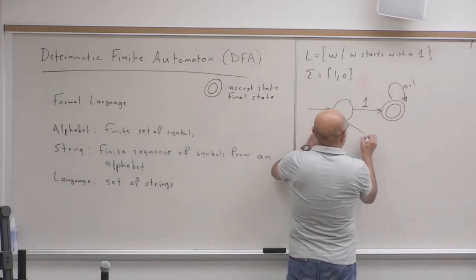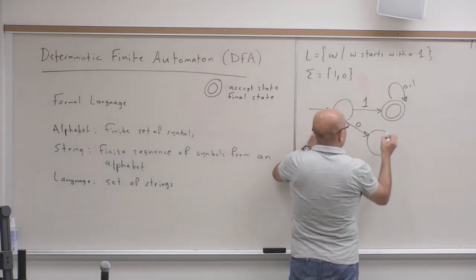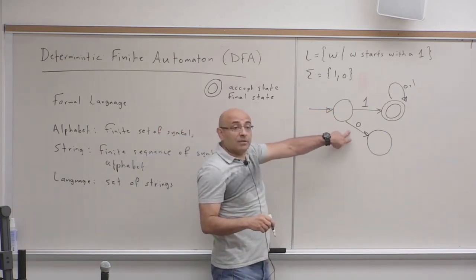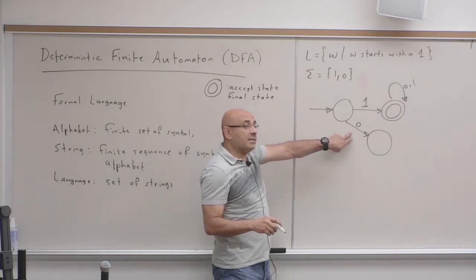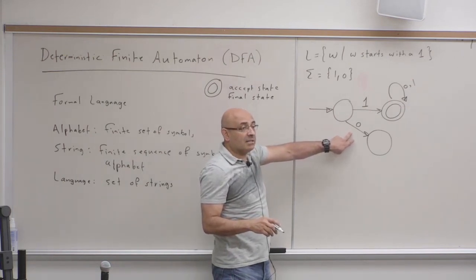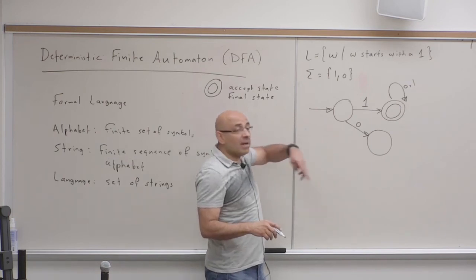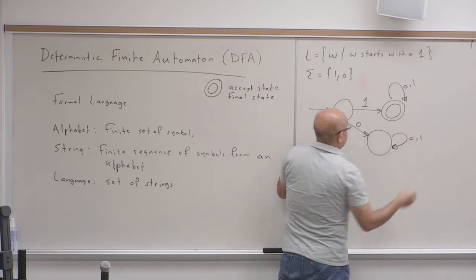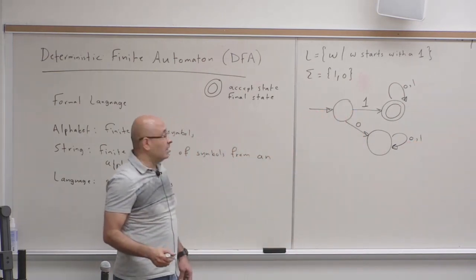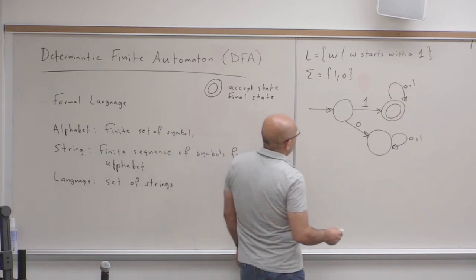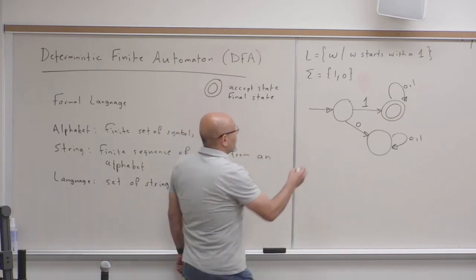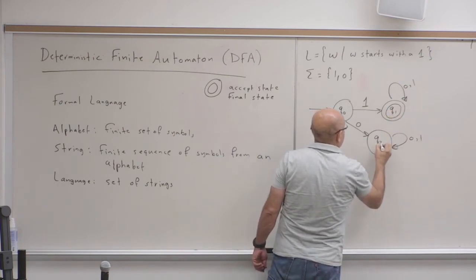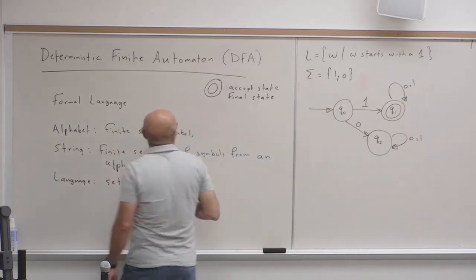So now if we start with a zero, we go to a state like this. And now if we start with a zero, then we know that this string does not satisfy the property of the language. So no matter what we get next, we're not going to get out of this state. So we'll stay there. Okay. Now, let's give them some names. So these are the states.